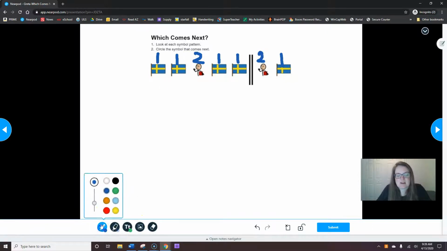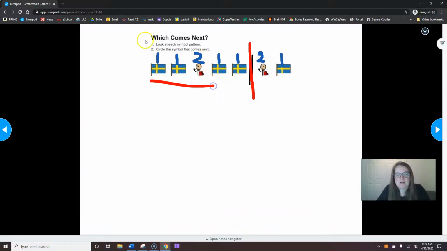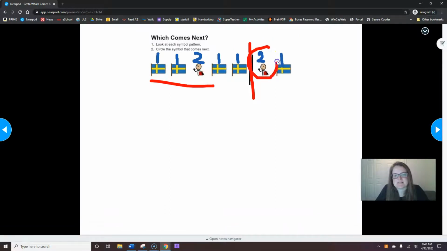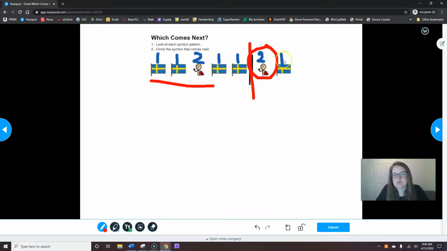Okay, let's see if we can find our pattern. 1, 1, 2. There's our pattern. 1, 1, 2. 1, 1. What comes next? Let's try it from the beginning. 1, 1, 2. 1, 1, 2. Oh, 2 has to come next. So after you circle 2, protect, we're going to hit submit.